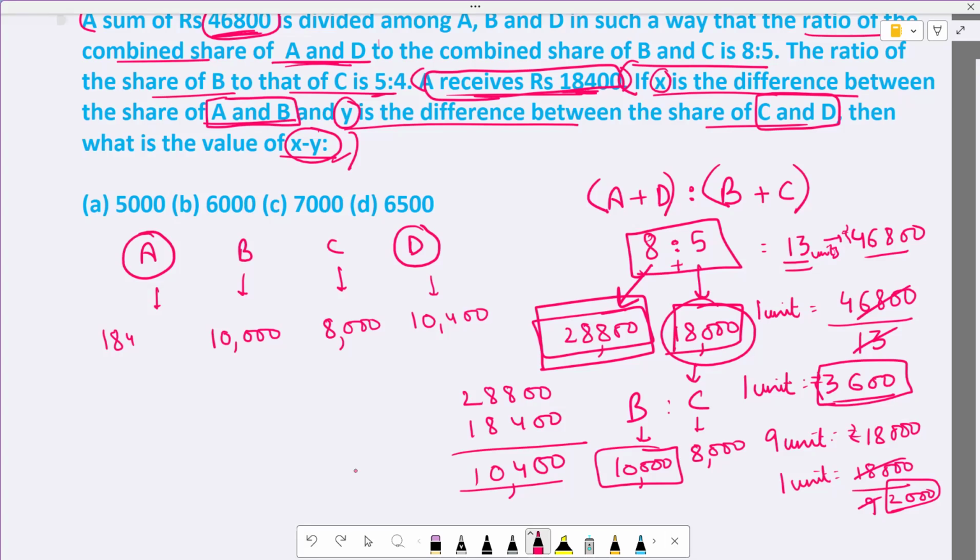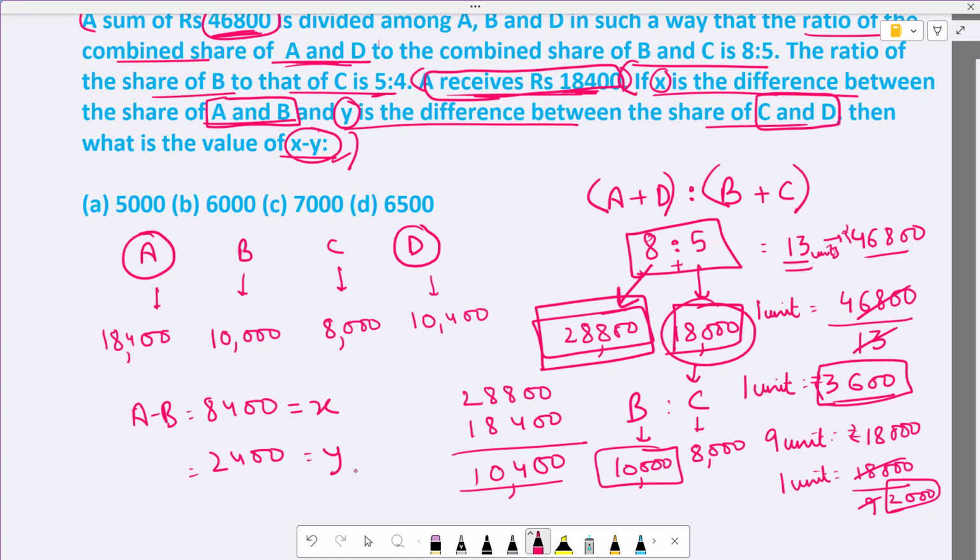So if X is the difference between the share of A and B, so the difference between the share of A and B here will be equal to 8,400. A minus B is equal to 8,400, which is equal to X. And Y is the difference between the share of C and D, which will be equal to 2,400.